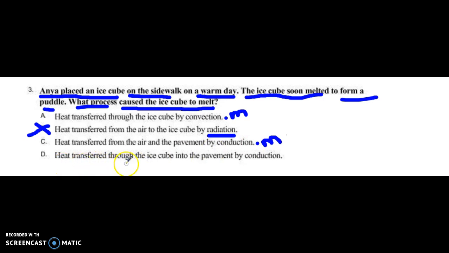Heat transferred through the ice cube into the pavement. That is a terrible answer. Now I've got two choices. Heat transferred through the ice cube by convection, or heat transferred from the air and the pavement by conduction. I think C is our best answer.